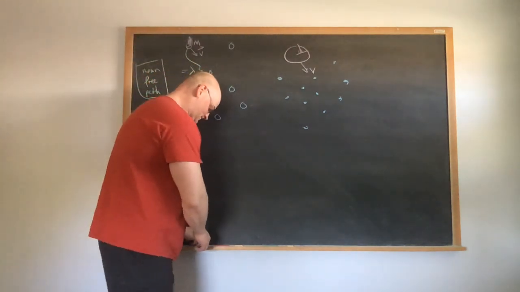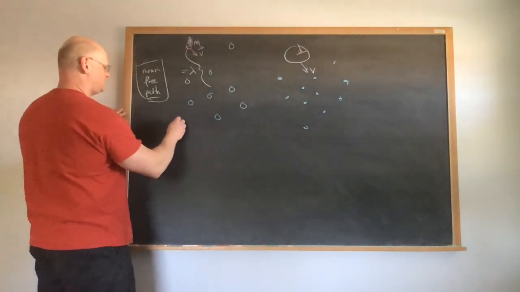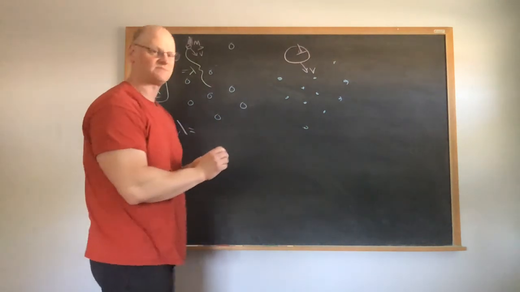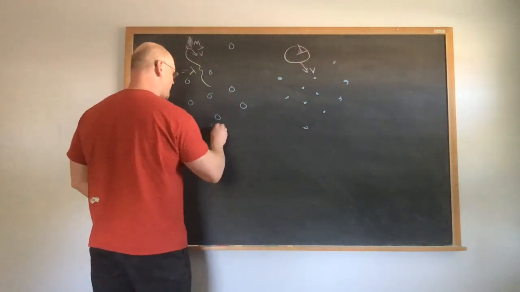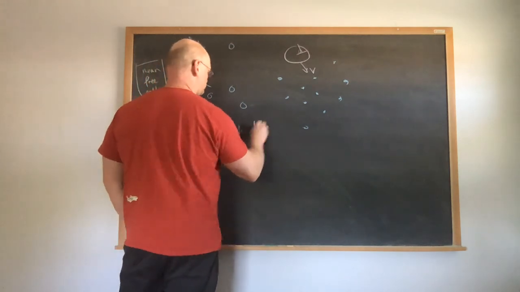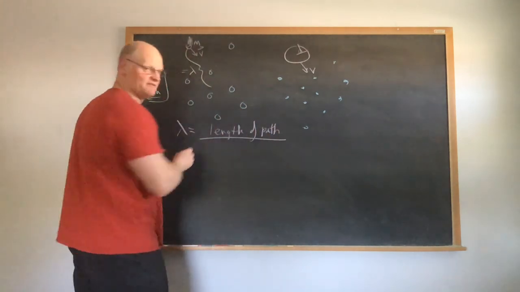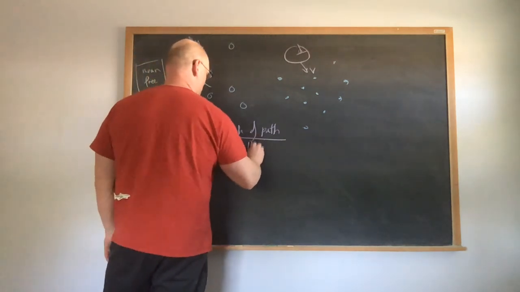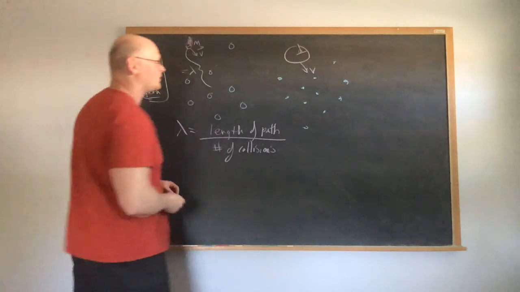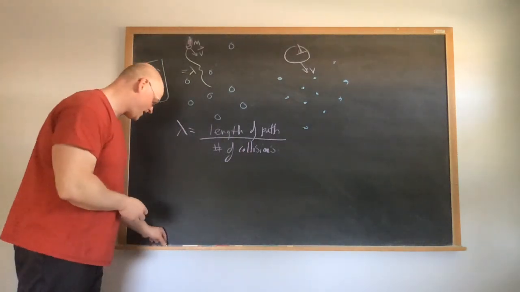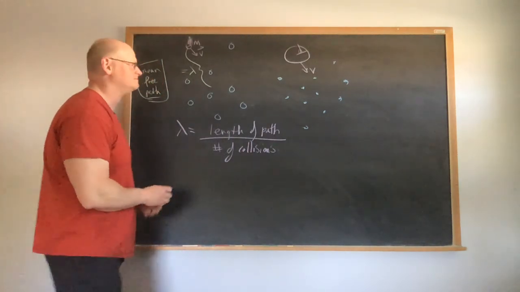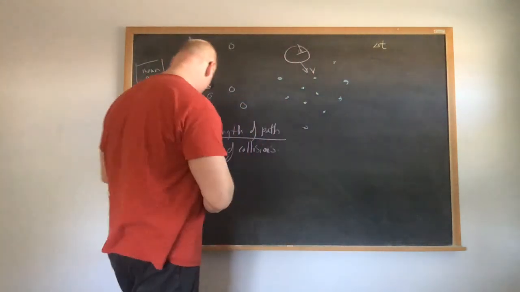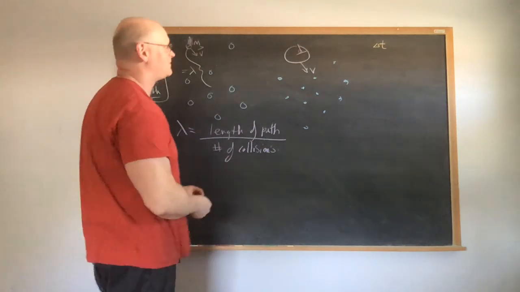So basically, we're then going to define the mean free path as what? This is going to be equal to the length of the path divided by the number of collisions. So we want to know how many collisions this particle is going to make in a given amount of time, say delta t. So let's say it's moving here, we're going to let it move for a time of delta t, and we want to know how many collisions it would make in that time.